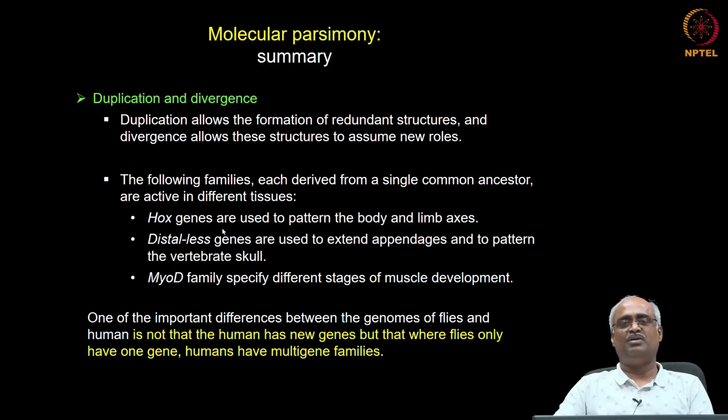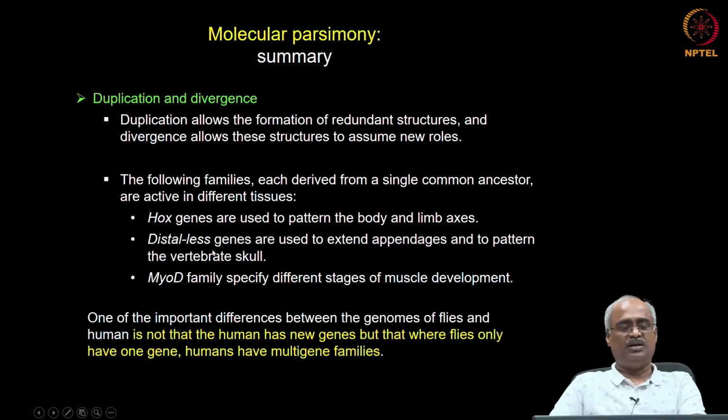Okay, generally speaking, body plan, yes, Hox genes are required for body plan, but the variations in them, like among their paralogs, create the variations in the body plan that you see between the two groups of organisms. And similar is true with the distal genes, distalless. So, they are required to extend appendages and to pattern the vertebrate skull, and variations in them in the paralogs again create variations in the appendage and the skull structure. And similarly for muscle development, MyoD family members and so on.